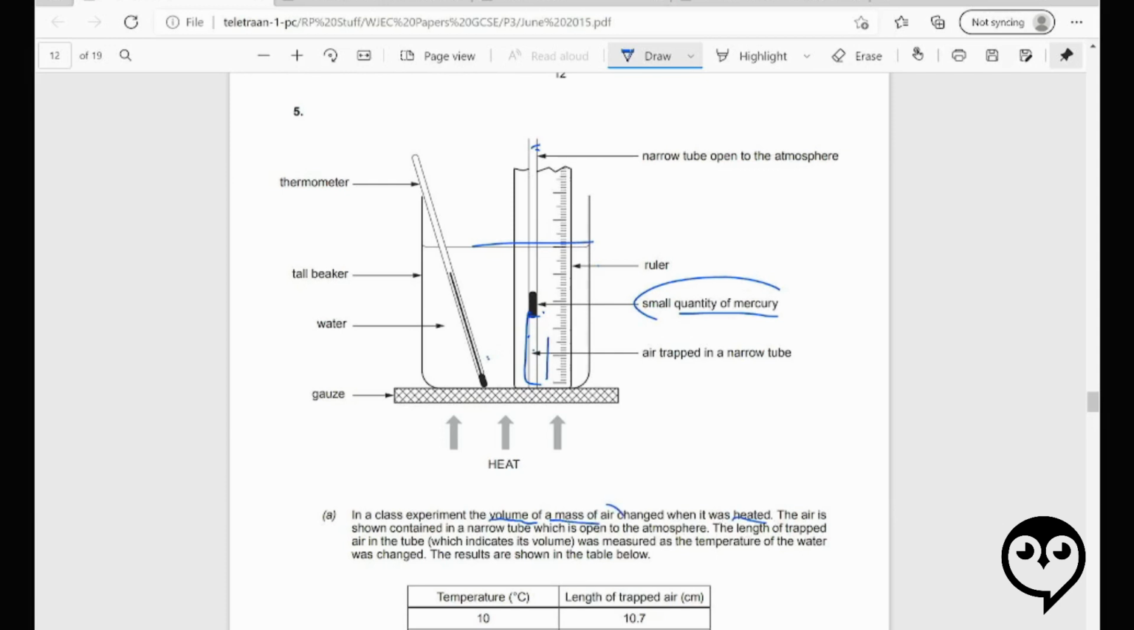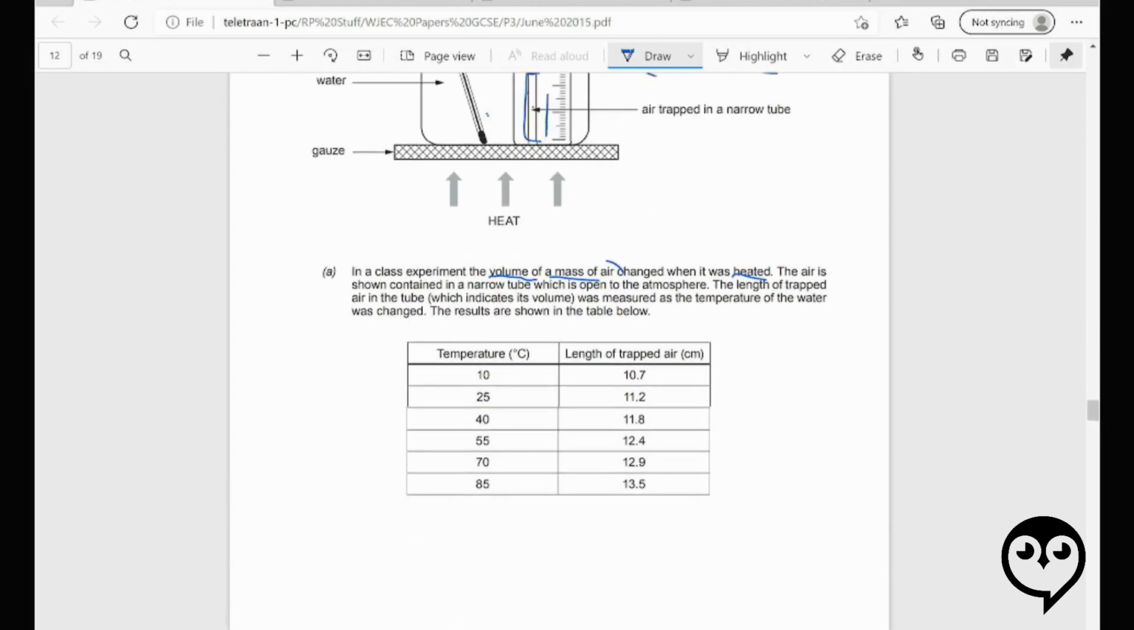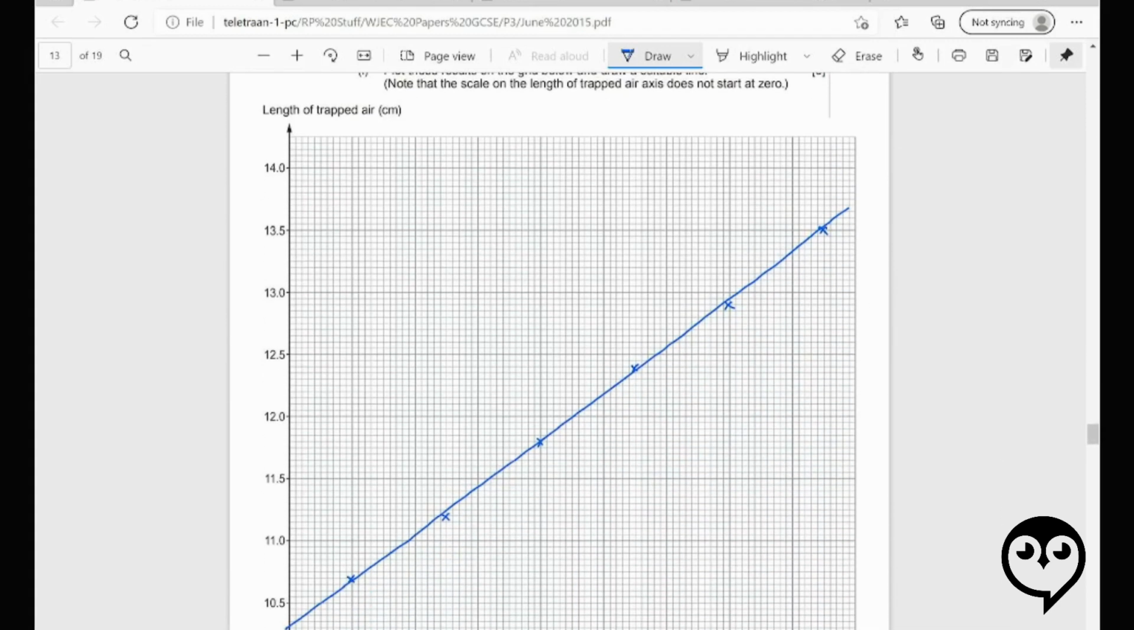We know from Charles's law there should be some sort of increase in volume, and we can see here that as temperature increases we have an increase in that length. Okay, of course the cross-sectional area of that tube will be constant. Okay, that's the results. They've asked us to plot the graph. I've gone and done that already.